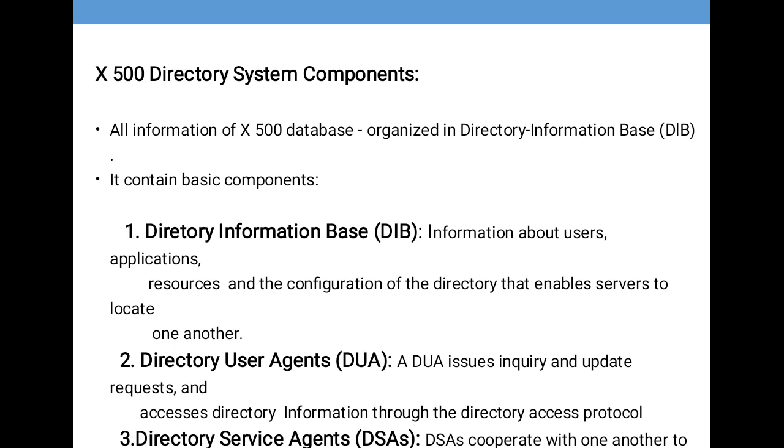And the X500 directory system has three components: directory information base, directory user agent, and directory service agent. The directory information base consists of application resources and the configuration of the directory that enables servers to locate one another. The directory user agent issues inquiry and update requests and accesses directory information through a directory access protocol. And the directory service agent cooperates with one another from one user to another user.